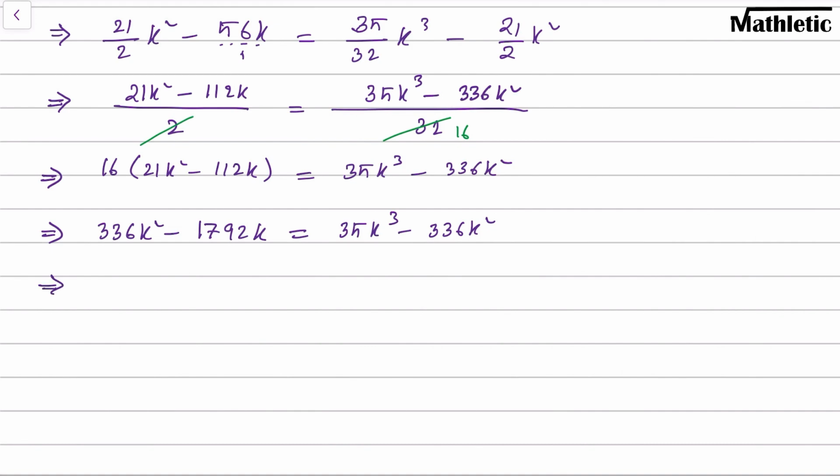So I will shift everything at the right side. So we have 0 here. I will just shift it at the right side. So at the right side, we already have 35k cube, then minus 36 and minus 36. This will give us minus 672k square, and when you shift this, the sign will be positive.